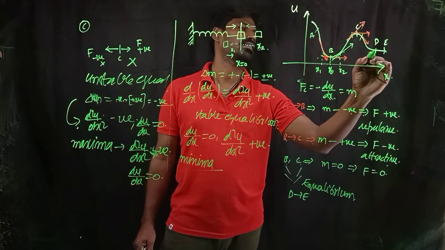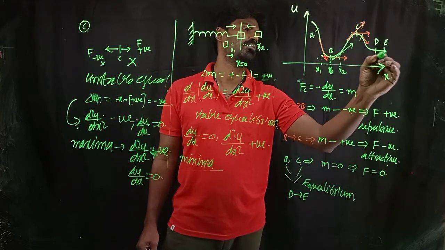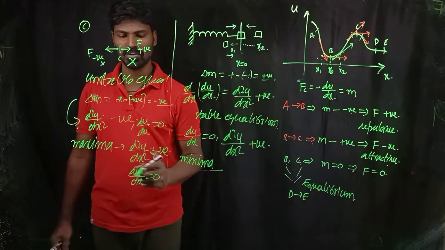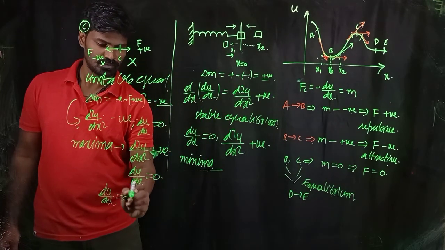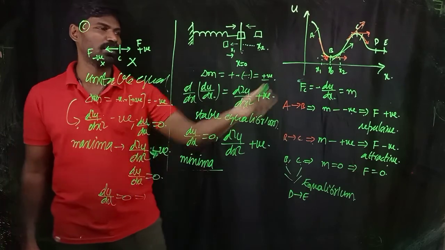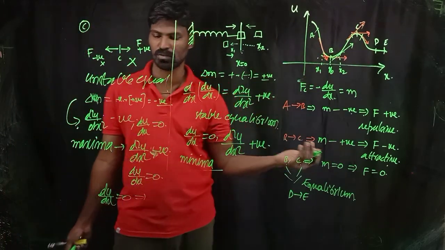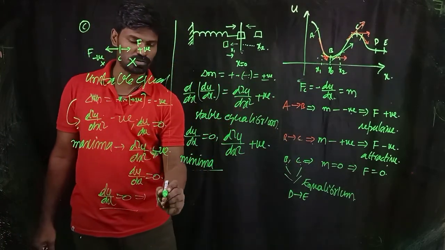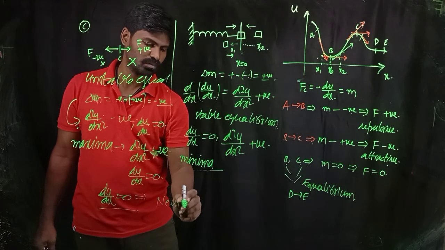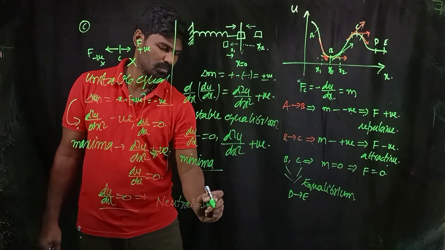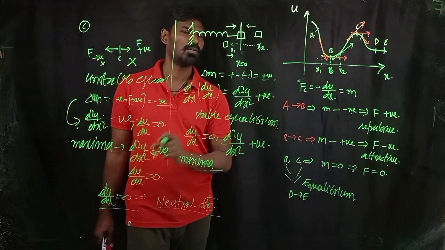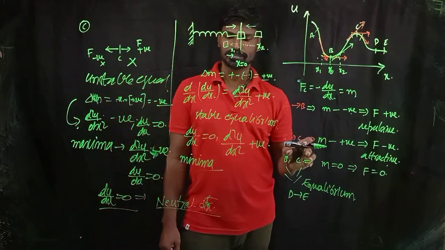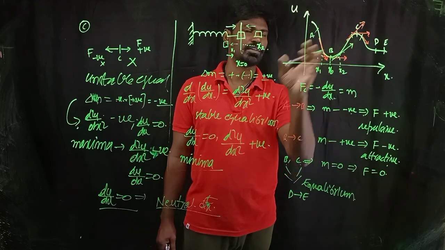What about points from D to E? Any point between D and E. What's happening? Du by dx is 0. There is nothing like d square u by dx square, because there is no slope and no change in slope, because of which it is called neutral equilibrium. This is called neutral equilibrium. This is how we can talk about equilibrium based on the potential energy curve.